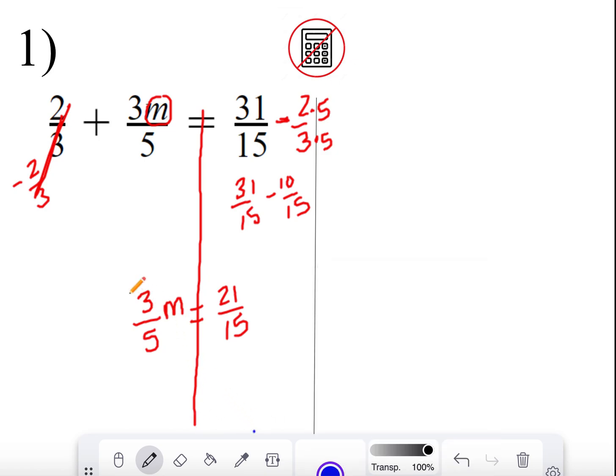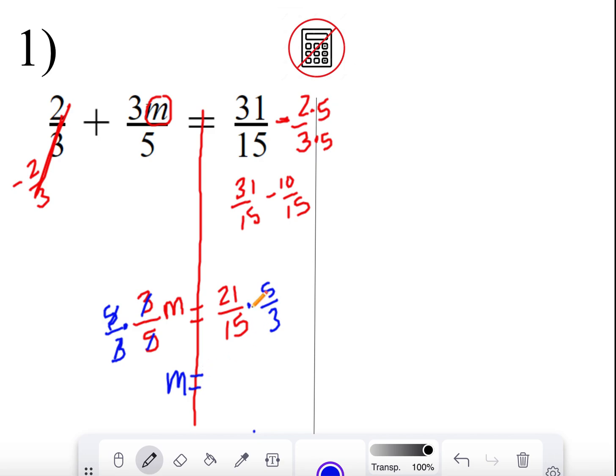Okay, so now I'm ready for step 2. In order to get the m by itself, it's being multiplied by a fraction. We can multiply by the reciprocal. So I'm going to do that to both sides. We know that the 5's will cancel, the 3's cancel. This all becomes 1. When you multiply by a reciprocal, you get 1m.